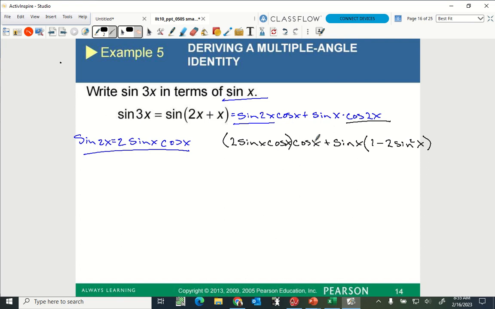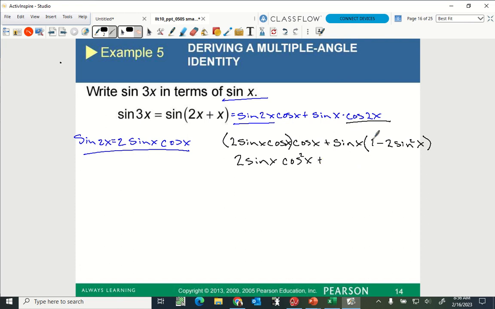All right, I'm going to do a little bit of cleanup here. So this cosine x is being multiplied by all this, right? Yes? Good. So that means it's going to be multiplying. If I'm multiplying a cosine here and a cosine here, that's going to give me 2 sine x cosine squared x. So it's going to turn into cosine squared, right?